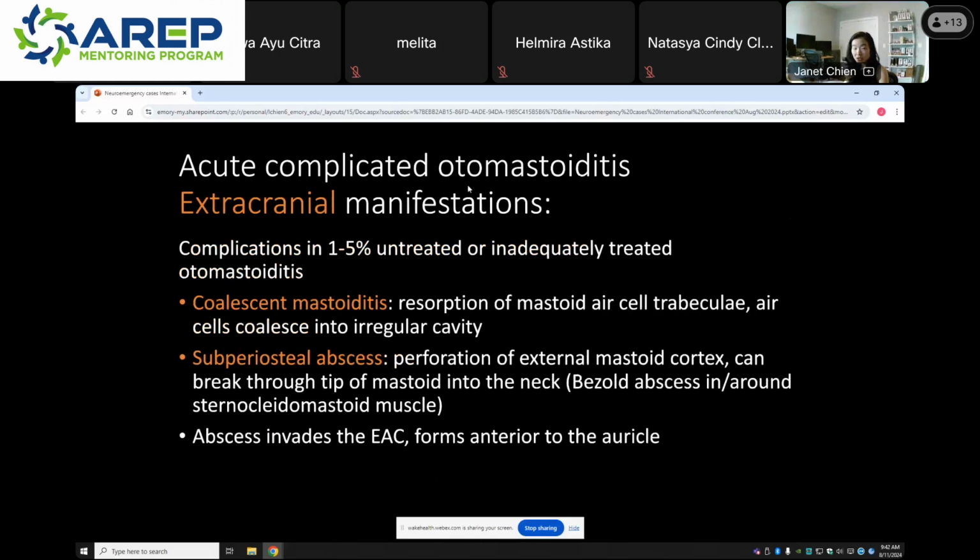Okay, extracranial manifestations. So, the otomastoiditis can go intracranially, can also come out. So coalescent mastoiditis, you would see resorption of mastoid air cell trabeculae with the air cells coalescing into an irregular cavity. The pus can also perforate through the external mastoid cortex, break through the tip of the mastoid into the neck, and that's termed the Bezold abscess, and that would form around the sternocleidomastoid muscle. Sometimes the abscess can also invade the external auditory canal and form anterior to the auricle.